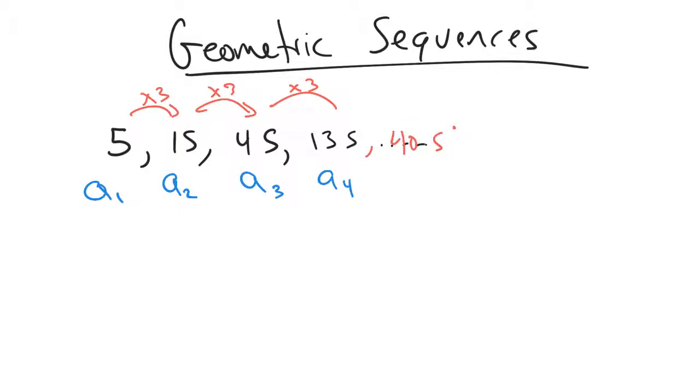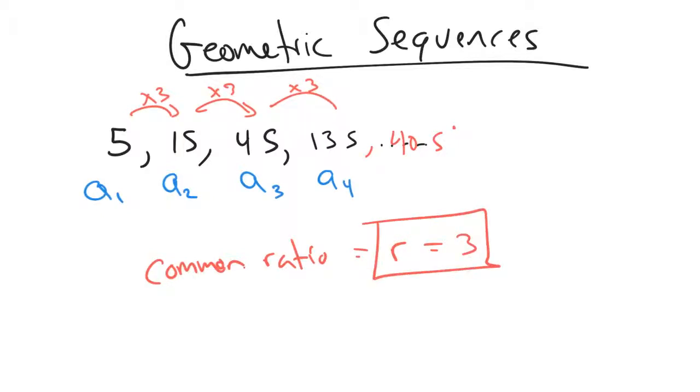So that thing we multiply by, we call that the common ratio. Common ratio, we've seen that word already, and r is the letter we use. So in this case r equals 3, because we're multiplying by 3 each time.